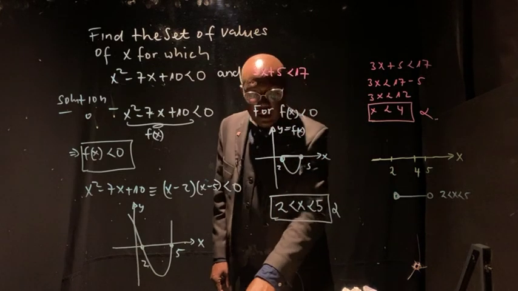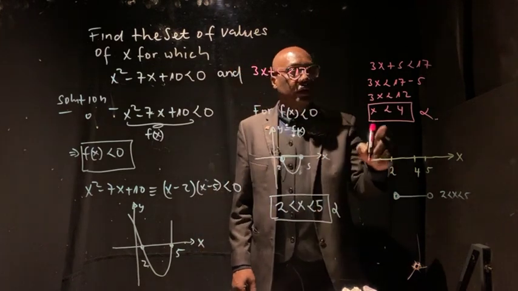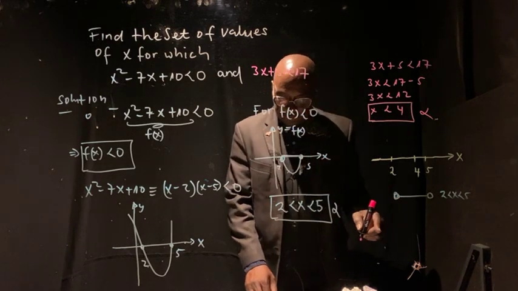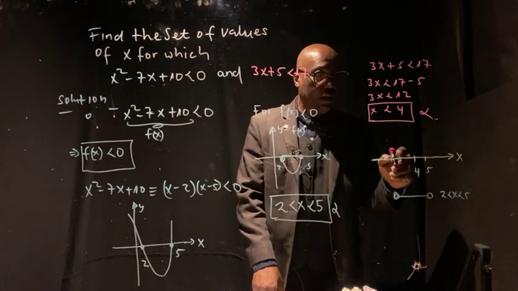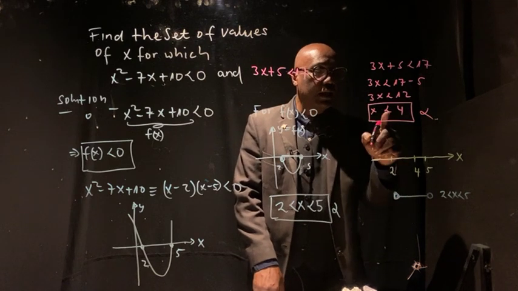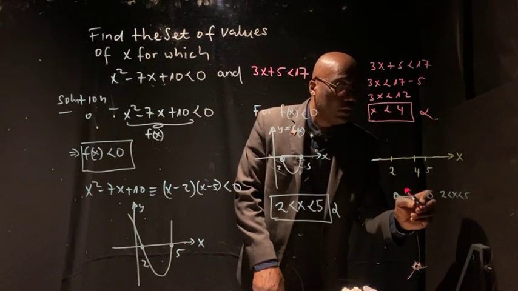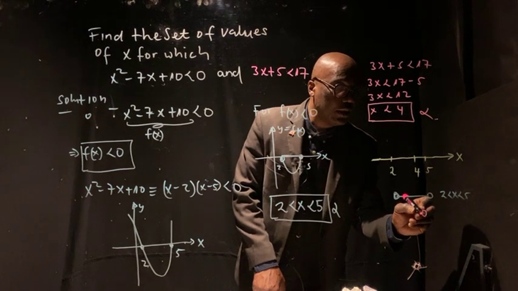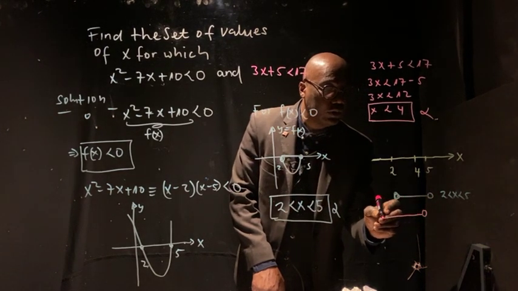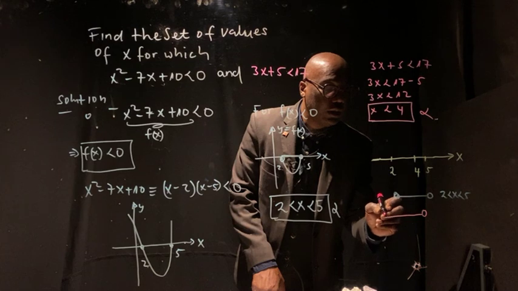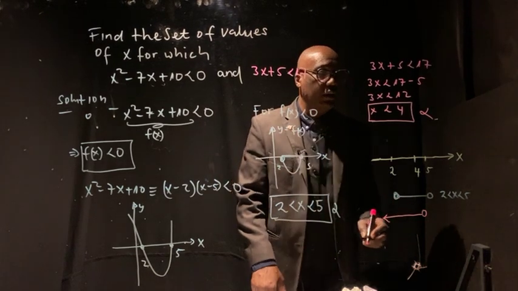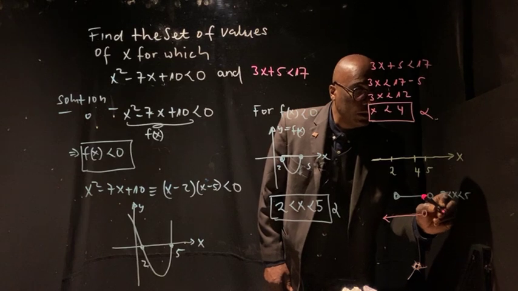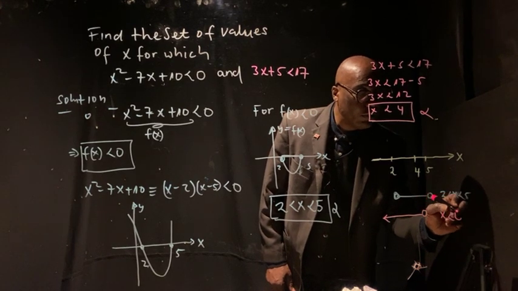Now, let's go to this inequality. This inequality says that x is less than 4. So it is here, 4. x is less than 4. It goes this way. Good. So this is the inequality x is less than 4.